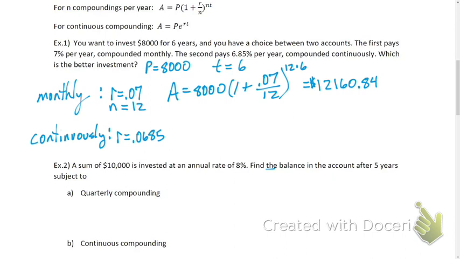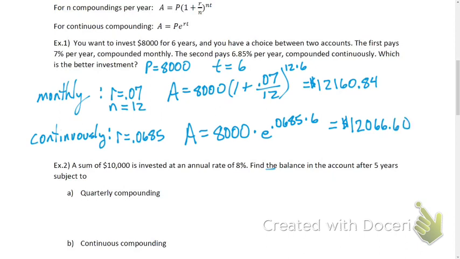Let's do the continuous first. So continuous, we're still going to use 8,000. We'll press the E button for that natural number. Raise it to the 0.0685 times 6. On that one, I believe we get a little less money. We get those two results.